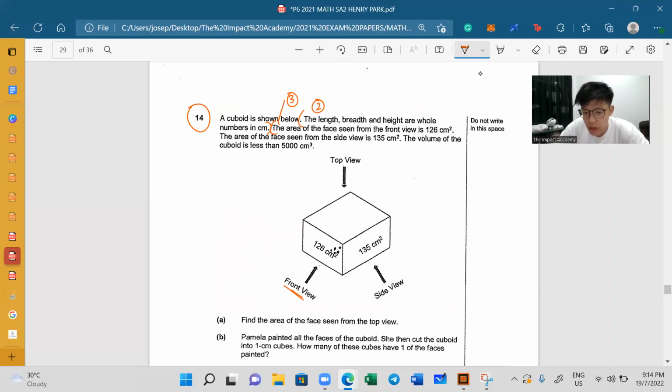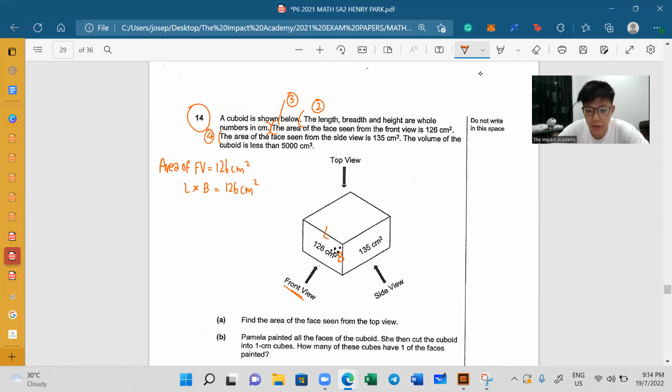Now, from the front view, in order for you to get the area, you will need to know the length and definitely you need to know the breadth. So what I'll write down is area of front view, FV, equals 126 centimeters squared. Therefore this basically means L times B equals 126 centimeters squared. But of course, we don't know what L and B are. So I'm going to move on to sentence number 4.